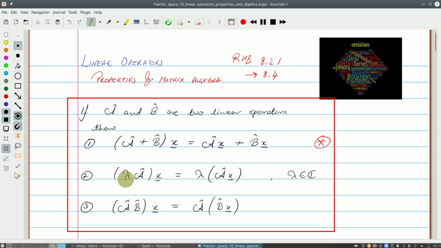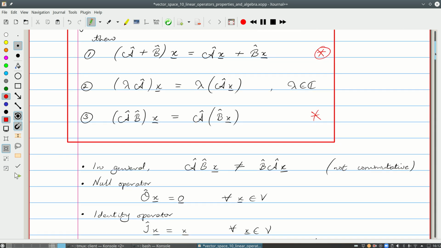The second of these properties is that if you multiply an operator by a scalar, remember a scalar is a complex number, it belongs to the set of complex numbers, then that's the same as operating with A on a vector and then multiplying the result by the complex number. And the third is that if you have two operators A and B, you've got to be careful here again, so I should put a star there. Then the effect of operating with A and B on X is the same as operating with B first and then operating with A. Okay? So those are the three important properties.